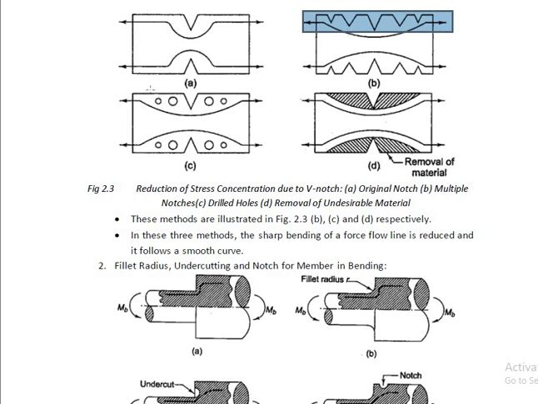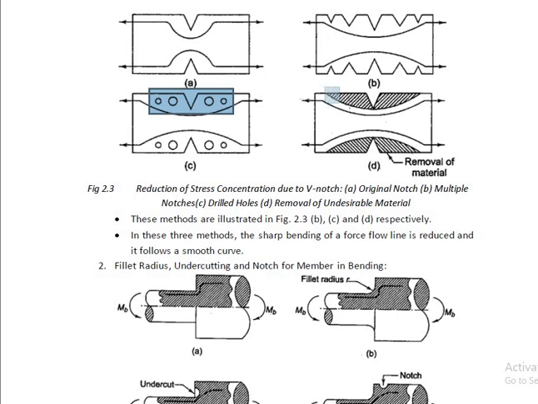Second is the provision of holes. Now this is the original component, original notch. The first method of reducing stress concentration is providing multiple notches. We are looking at all these parameters for the tensile member, when the member is subjected to the tensile force or tensile loading or tensile stress. First method is providing the multiple notches. Second method is providing different holes, a number of holes around this notch. And third method is removal of undesired material.